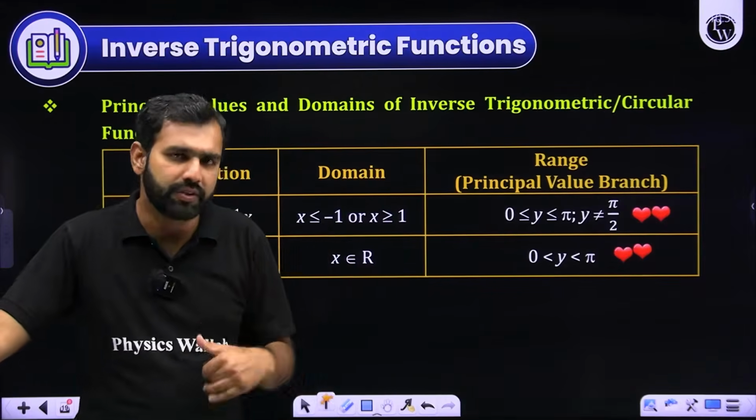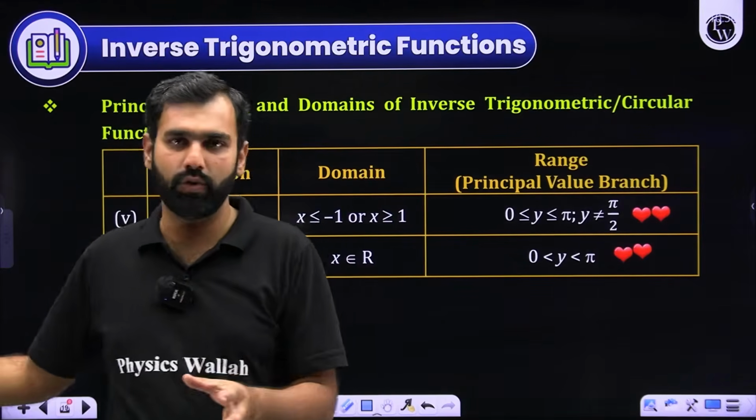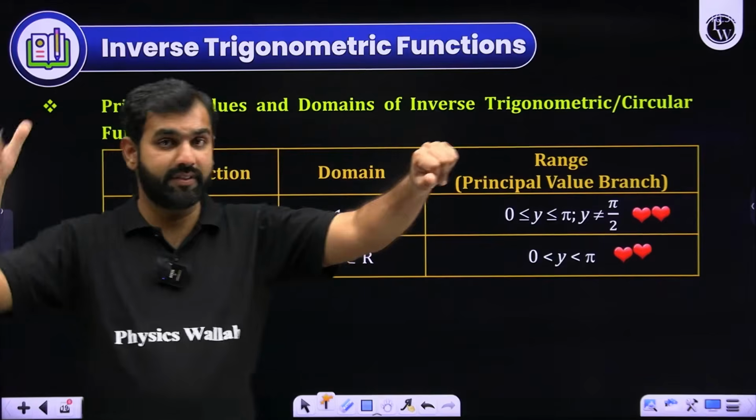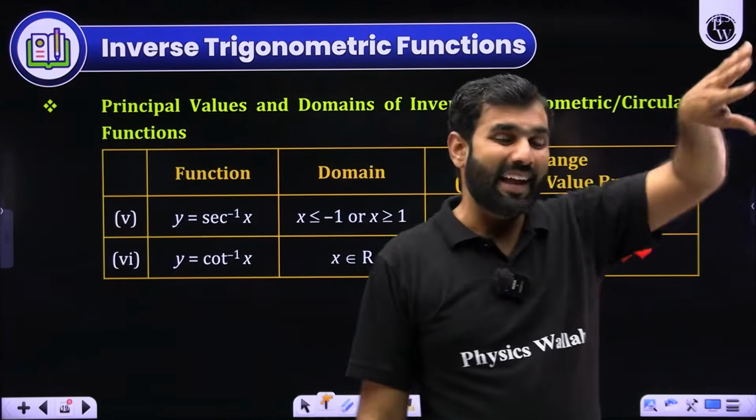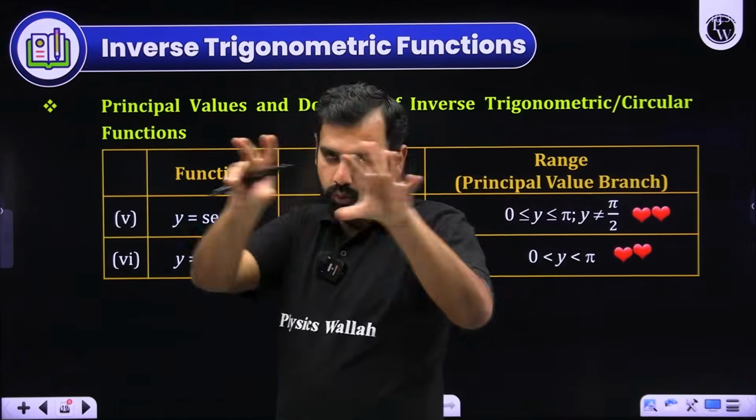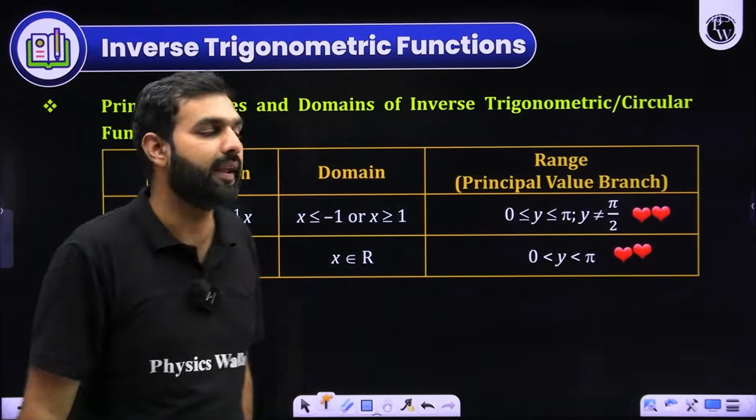And that's how I personally remember them. Whenever I get confused, the principal value range for sine, cosec, and tan is almost same. And for cos, sec, and cot is almost same. These two broader conclusions you can bring here.